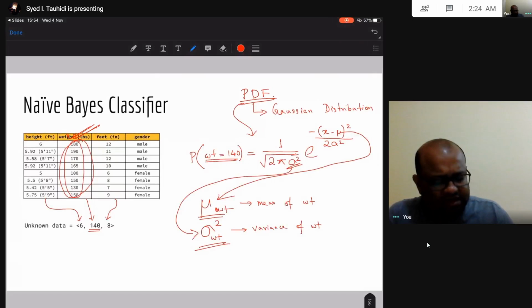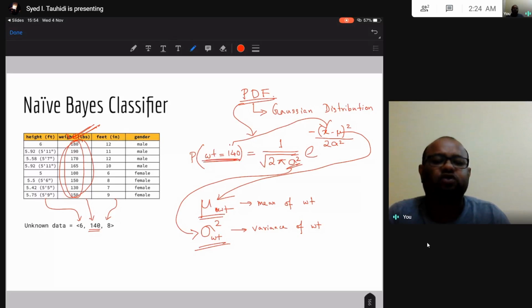This is how I am going to find the mean and variance, and then I will put them in this formula. This x is going to be 140, because I am trying to find the probability of 140. Mu will be equal to the mean, and sigma square is going to be the variance. I will place them in this formula, and it is going to give me some value, which is the probability of weight being 140.